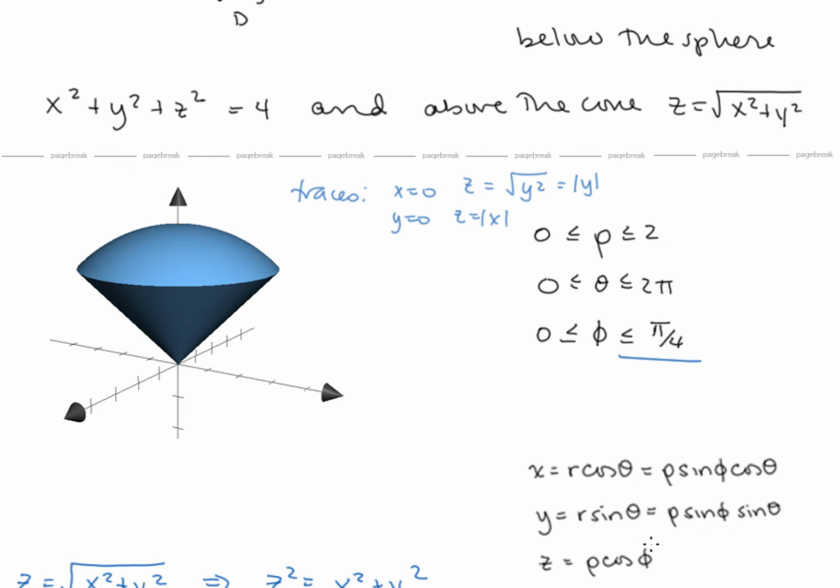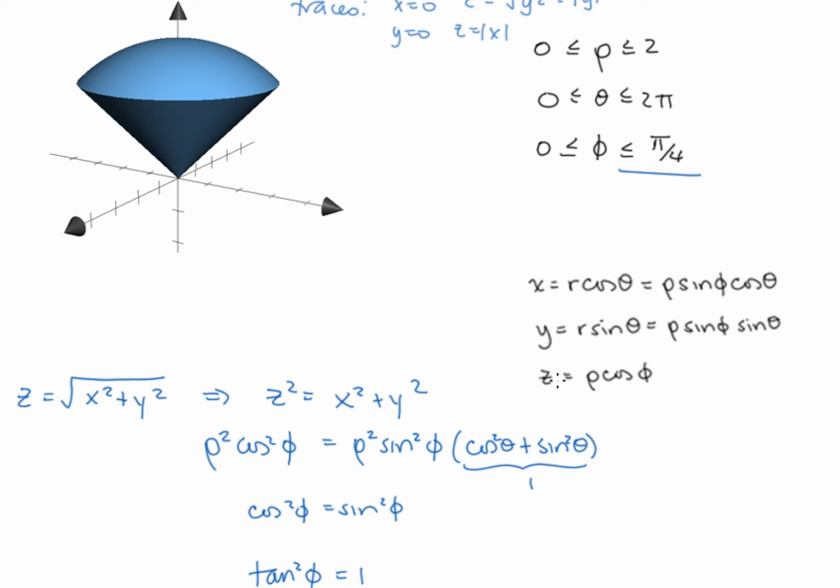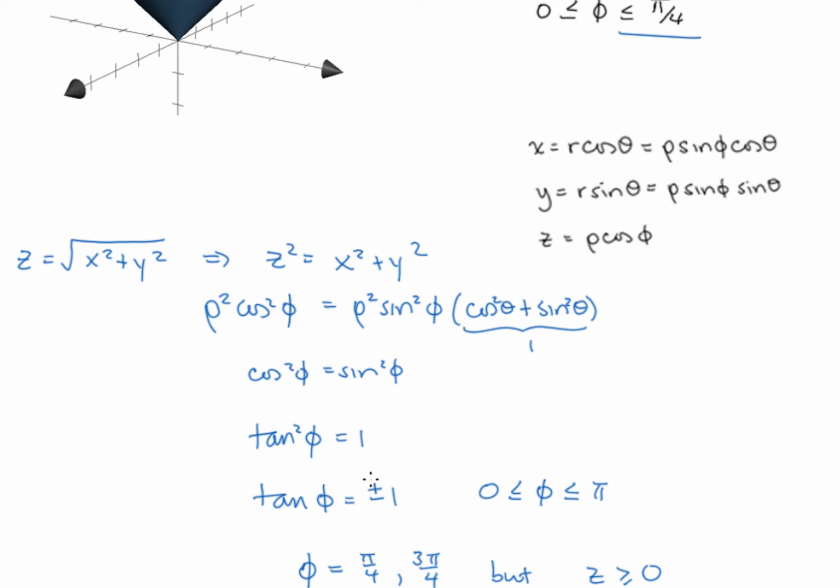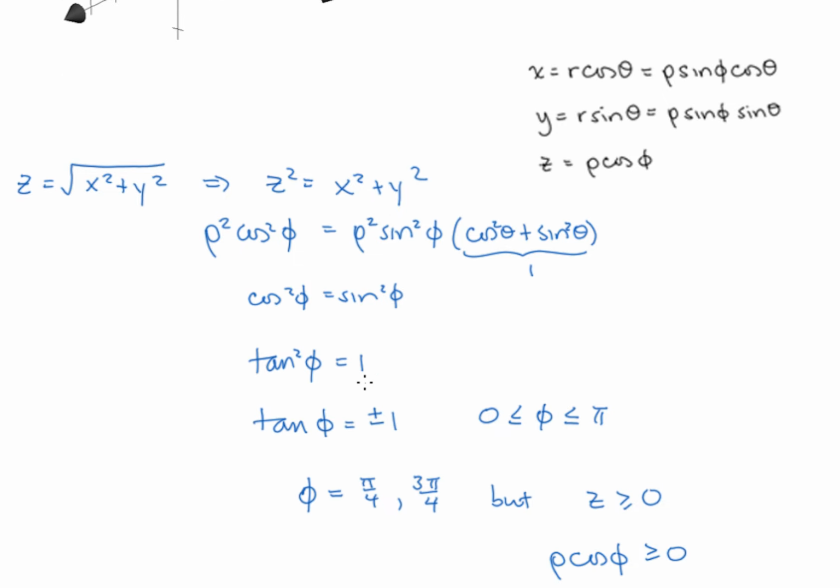So here are our conversion formulas for x, y, and z in terms of rho, theta, and phi. z equals the square root of x squared plus y squared says that z squared is equal to x squared plus y squared. So we'll take z squared, set it equal to x squared plus y squared, and here I'm factoring out the common factor of rho squared sine squared phi. So the cosine squared theta plus sine squared theta is equal to 1. And we can divide by rho squared on both sides. So we get cosine squared phi equals sine squared phi, or tan squared phi is equal to 1 if we divide both sides by cosine squared phi.